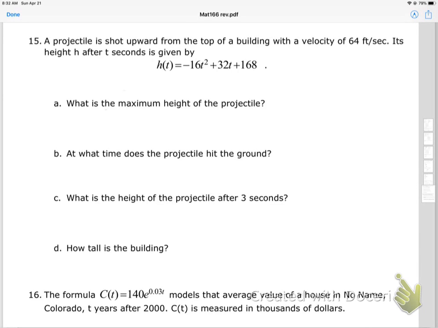Right, a projectile shot upward from the top of a building. Little sketch. Here's the building. Here it's going, being shot up. There we go, like that. So it is a negative x squared, that's why it looks like this. It's a negative quadratic, okay?